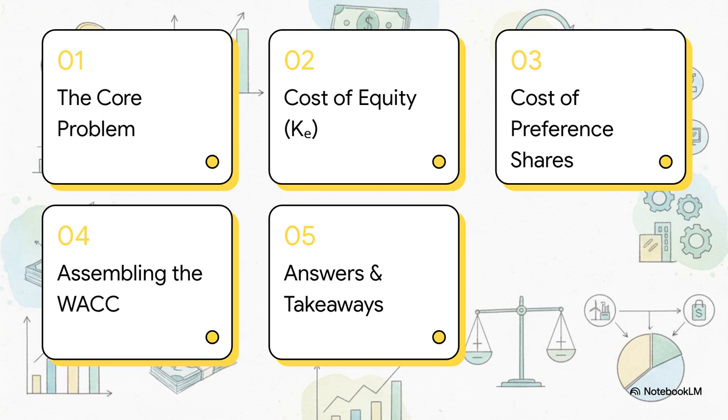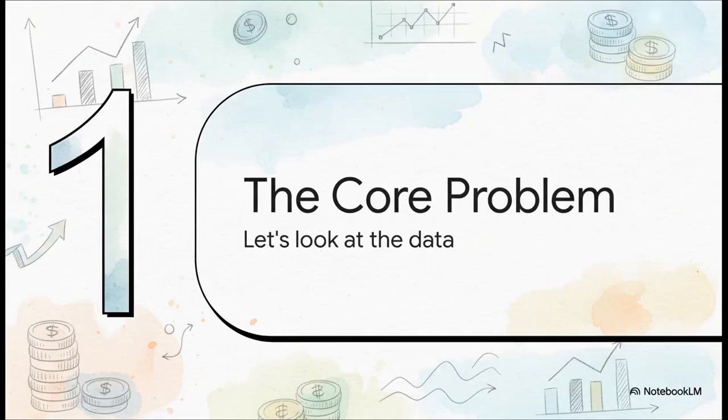Here's our roadmap. First, we'll get a grip on the problem itself. Then, we'll calculate the cost of equity and the cost of preference shares separately. After we have those two pieces, we'll blend them together to find the big one, the weighted average cost of capital, or WACC. And finally, we'll wrap it all up with the key things you need to remember. All right, section 1. Let's understand the core problem by digging into the data we've been given.